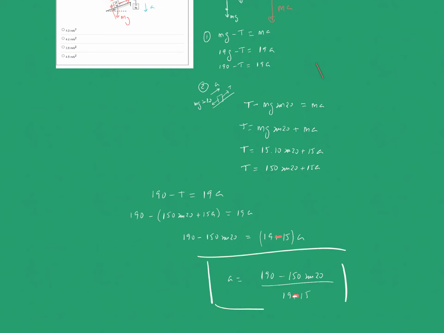You found it. If I made a mistake, let me know. 190 minus 150 sine of 20, yes. I don't think I made a mistake. Minus 15a will go plus 15a. Sorry, this is a plus. So you make the calculation and solve it.